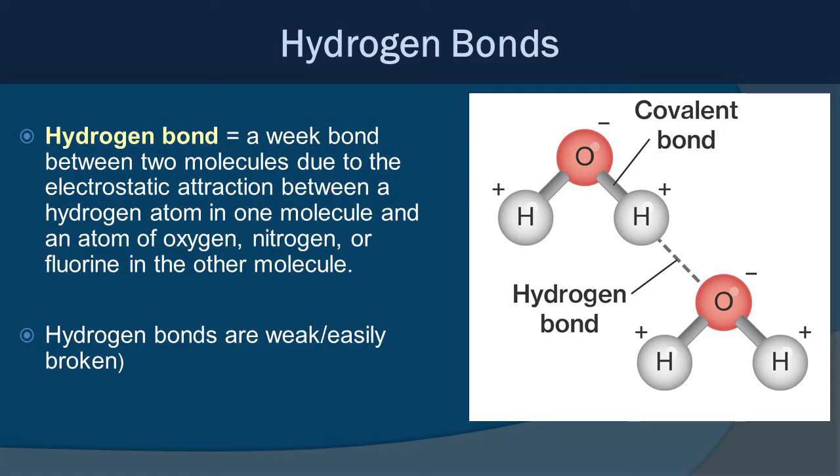Now, a hydrogen bond is a weak bond between 2 molecules due to electrostatic attractions between a hydrogen atom in one molecule and an atom of oxygen, nitrogen, or fluorine in the other molecule. Hydrogen bonds are one of the weakest bonds around. They easily break and form all the time. In this diagram, you can see the hydrogen bond is between the 2 water molecules. It exists between the positive end of one molecule, which is the hydrogen end, and the negative end of the other molecule, which is the oxygen end.